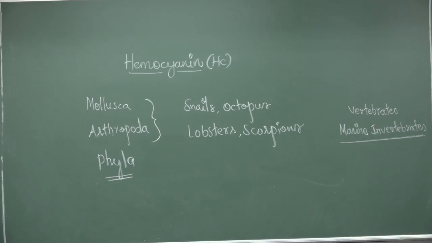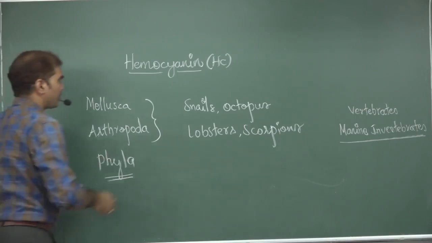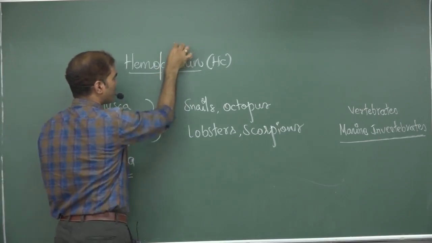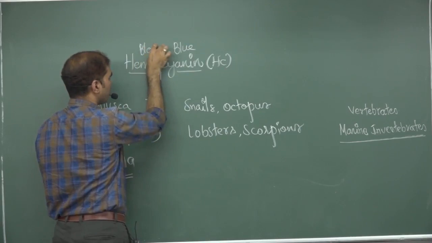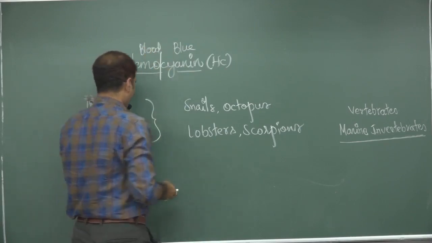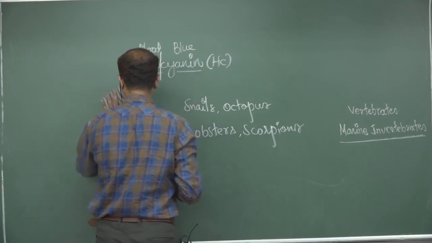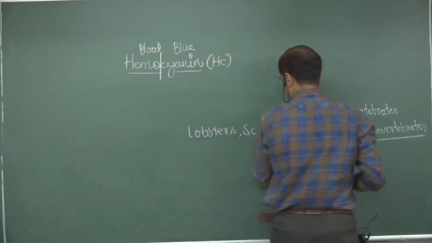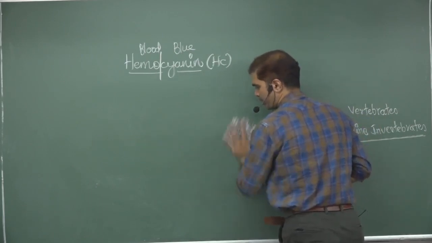You might have seen snails, octopus, lobsters, scorpion. Which blood do you find in them? Blue blood. Okay, write down a point. Cyanos means blue. Hemocyanin was called blue blood in the beginning, but later on we understood that heme is not blood. It is a prosthetic group where the metal is surrounded by porphyrin in the case of hemoglobin and myoglobin.